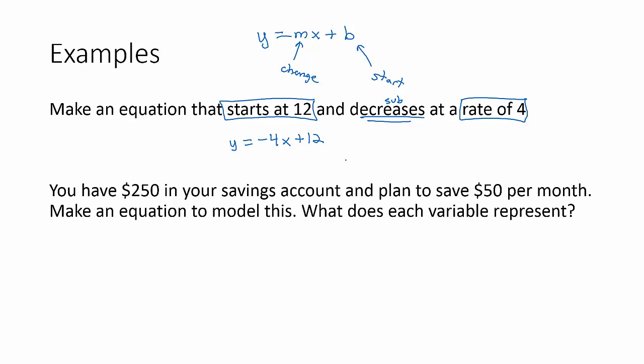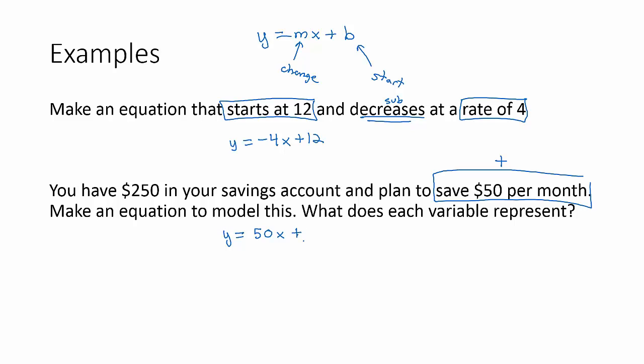Now, usually word problems don't look like that. Usually word problems say you've got $250 in your savings account and you plan to save $50 per month. We're going to make an equation to model this and decide what each variable represents. So building our equation, we've got y equals the change. How is your savings account changing? Each month you are changing by $50 per month, and it's going up. It's increasing $50 a month. So we've got a positive 50 times x. That's how it's changing.